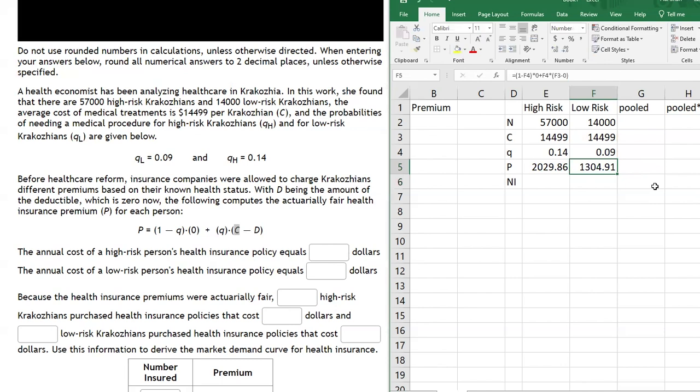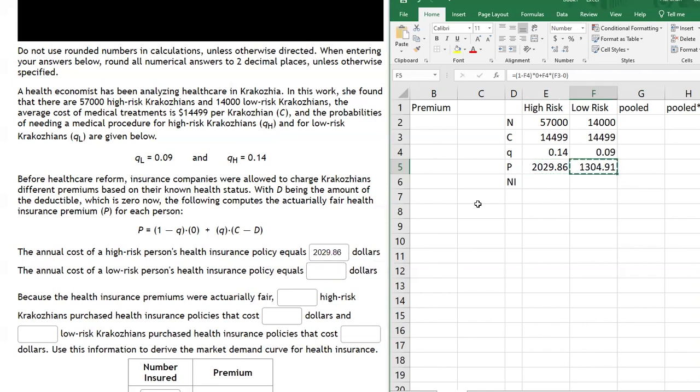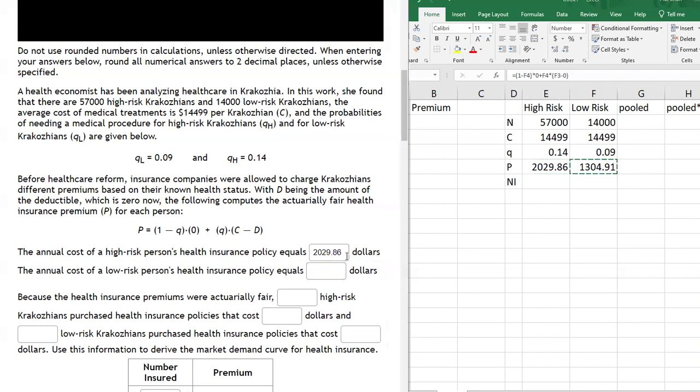So the low risk people have a lower premium than high risk people. Why is that? Well, high risk people are going to use insurance at a higher rate. So the cost of insuring them is going to be a lot more than the cost of insuring low risk people. That's why they have two different premiums.